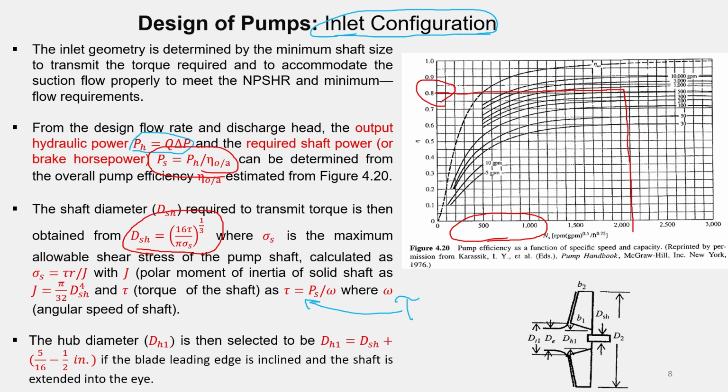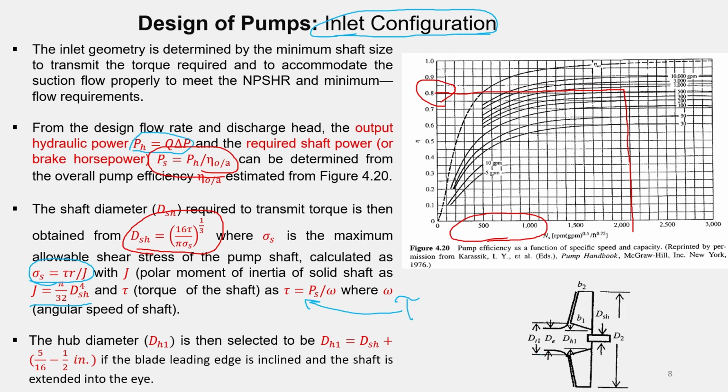Shaft of the power shaft, sorry, by the rotational speed, or angular speed of the shaft in radian per second. So from this, sigma sub s here represents the maximum allowable shear stress, and it is actually a function of the torque, the radius of the solid shaft, and the polar moment of inertia. The polar moment of inertia for a solid shaft is this much, and then you calculate the diameter of the shaft.